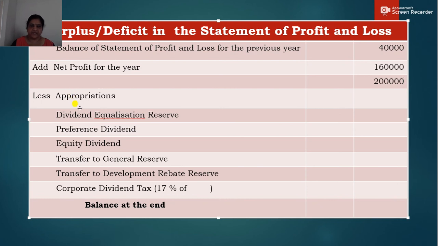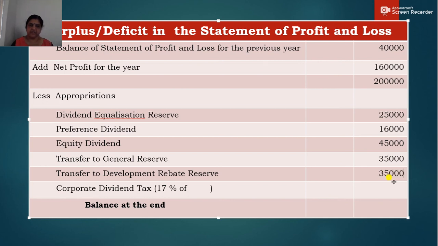Then less appropriations. Now regarding the appropriations, the transfer to dividend equalization reserve was 25,000. Then preference dividend, that is, the proposed dividend was 8% on 2 lakhs. So 2 lakh into 8% comes to 16,000. Then equity dividend, that is 15% on 3 lakh. That is 30,000 equity shares of rupees 10 each comes to 3 lakh. And so 15% of 3 lakh will be 45,000. Then transfer to general reserve is already given, that is 35,000. Then transfer to development rebate reserve again is given, that is 35,000.